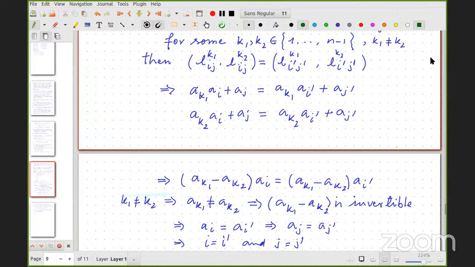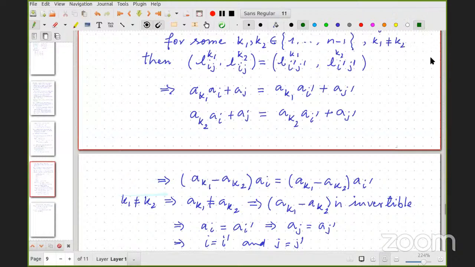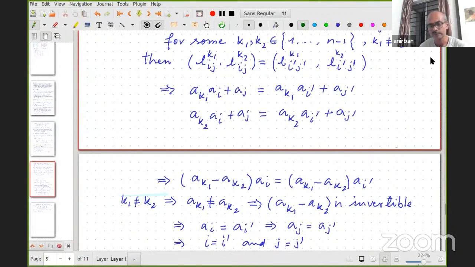Instead of taking a field, if you take some other division ring, that will be a problem, because we are using only the inverse property, not the commutative property. So a division ring won't work. Sorry, a division ring might work. What I mean is that if you have a zero divisor, it's not going to work.